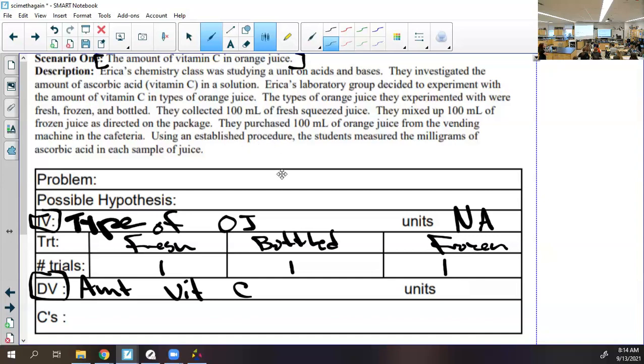Never mind. Okay, the amount of vitamin C does have a unit. Will you look up here or on your paper carefully and see what unit you think they're measuring the amount of vitamin C in? It's 50-50.